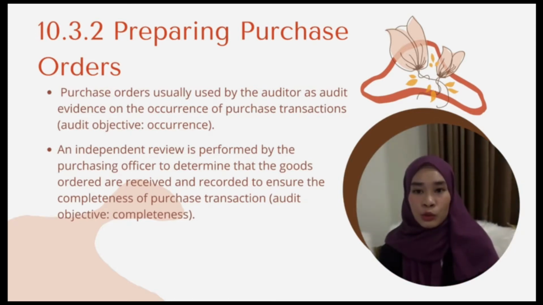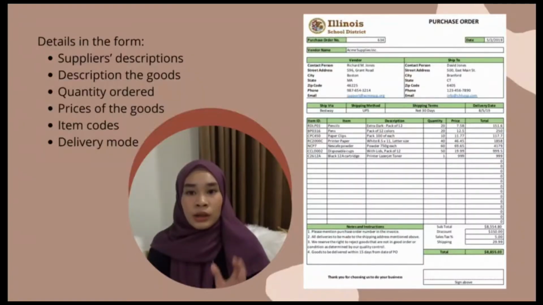An independent review is performed by the purchasing officer to ensure that the goods that have been ordered are received and recorded to ensure the completeness of the purchase transactions. They also will be pre-numbered and accounted for to ensure the completeness of the purchase transaction.